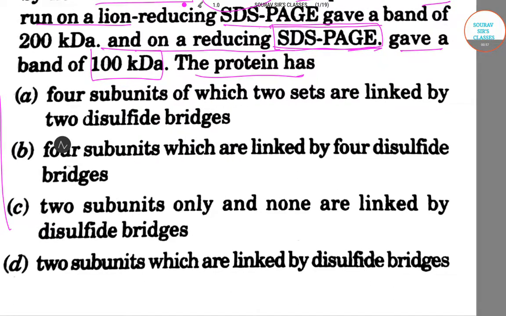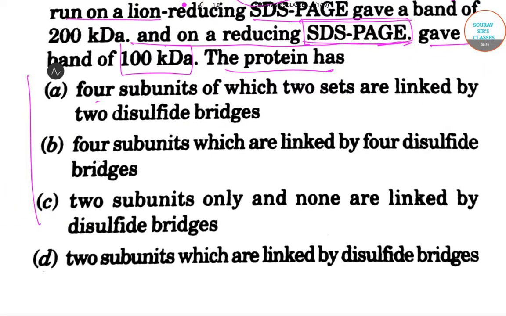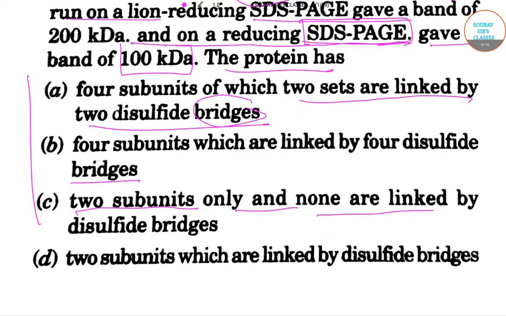And see what the options are. That is, 4 subunits of which 2 sets are linked by 2 disulfide bonds. Second is 4 subunits which are linked by 4 disulfide bonds or bridges. Third is 2 subunits only and none are linked by disulfide bridges. And the last one is 2 subunits which are linked by disulfide bridges.